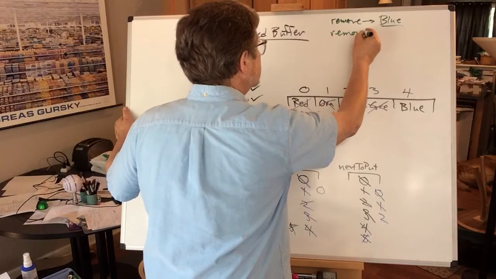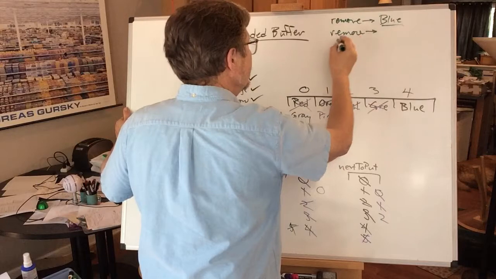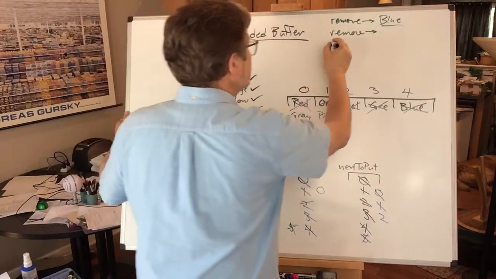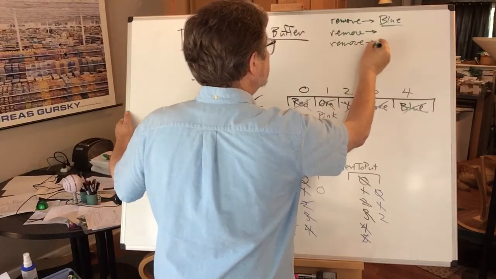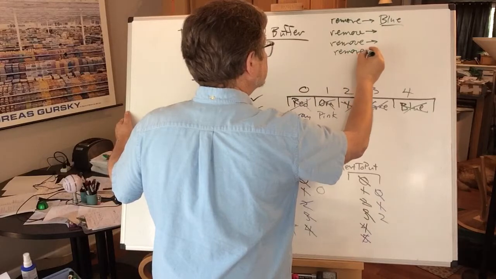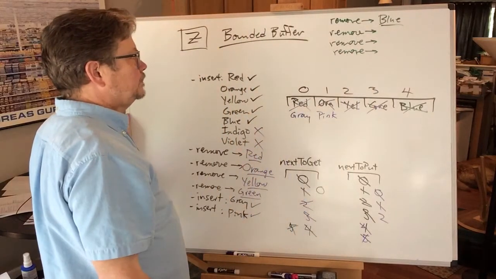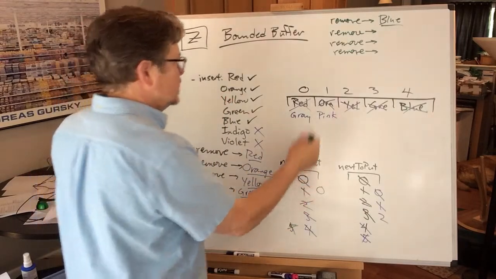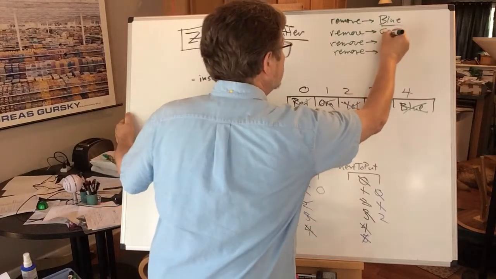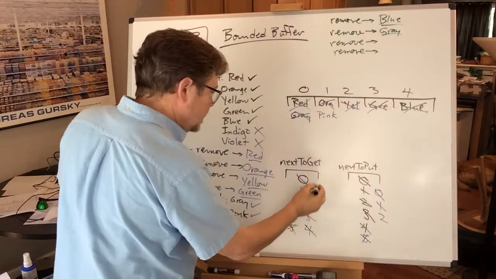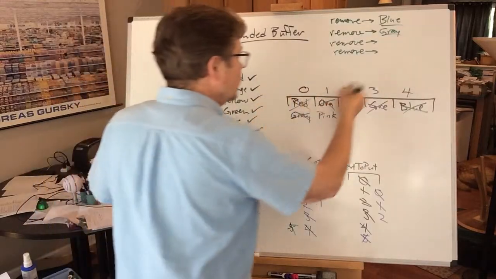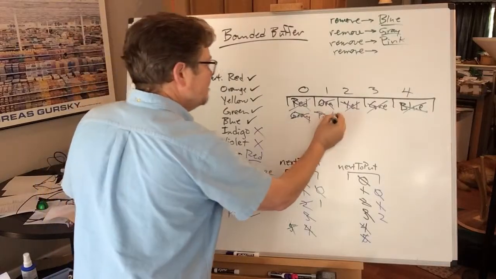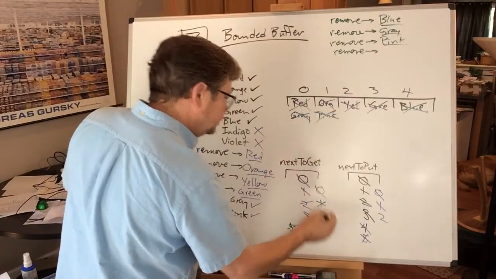I'm going to do remove, remove, remove. 3 more. Oh, I forgot to mark out blue. I told you, it's hard for me to just keep up with all these different pieces. Remove, remove, remove. Remove gets from next to get. That's going to be slot 0, so it gets the gray. Bump that up to 1. The next to get is now pink. So when I call remove again, I get pink. And that gets bumped up to 2.